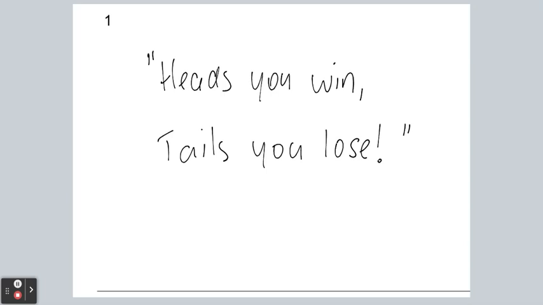Guess what the next unit's all about? Ah, so good. Yeah, probability. Generally speaking, probability is a topic that people love or hate. It's a bit of a Marmite topic.